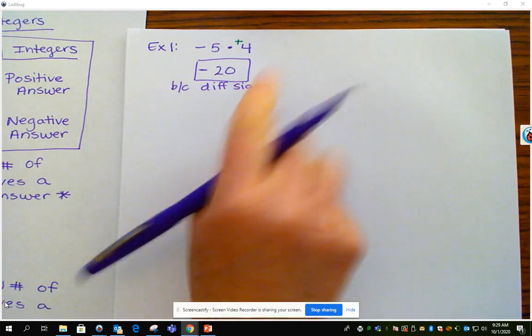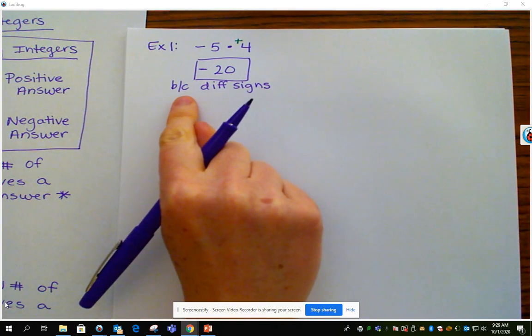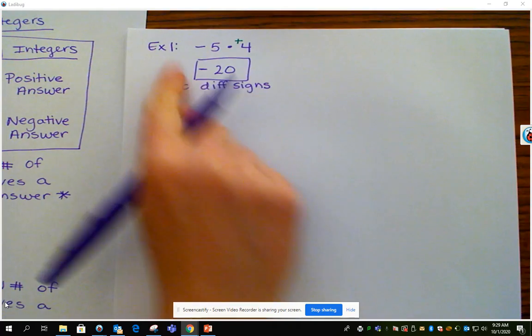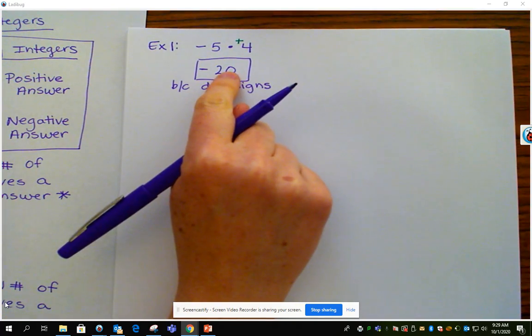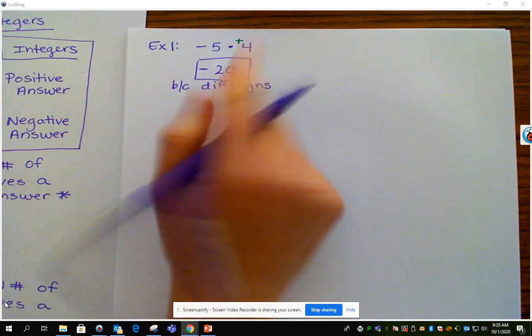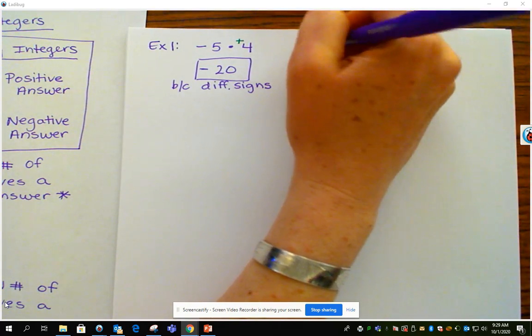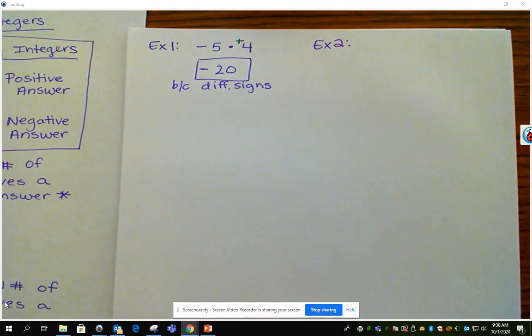And notice that I'm writing the reasoning for my negative. When you need to show your work today in your practice, I want you to do that. So do your multiplying and then tell me why it's positive or negative, because different signs, because same signs. Okay, I'll keep doing that with my examples, and that's what I'm expecting from you in your work.